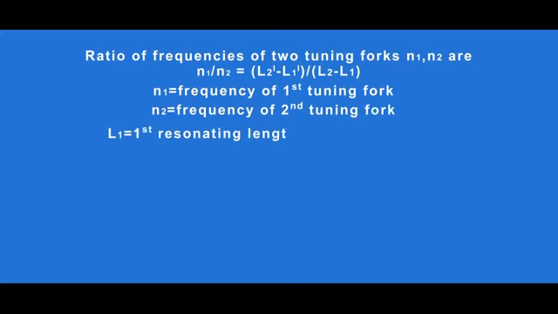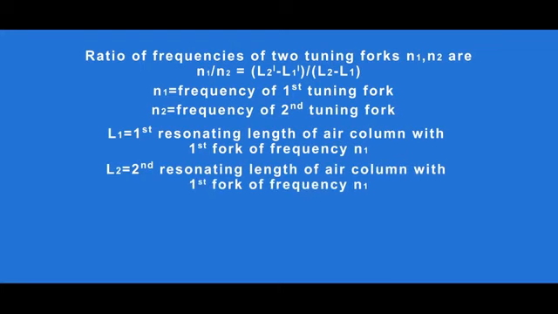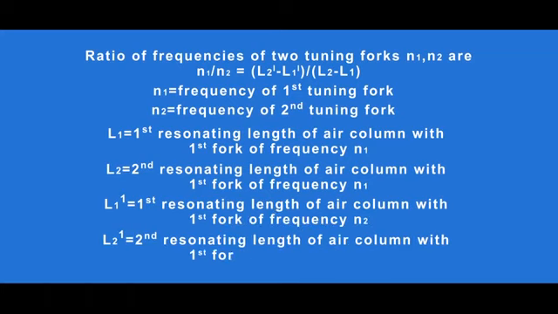L1 is equal to first resonating length of air column with first fork of frequency N1. L2 is equal to second resonating length of air column with first fork of frequency N1. L1 dash is equal to first resonating length of air column with second fork of frequency N2. L2 dash is equal to second resonating length of air column with second fork of frequency N2.